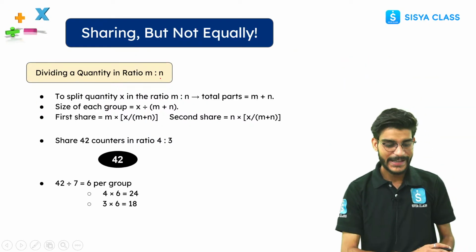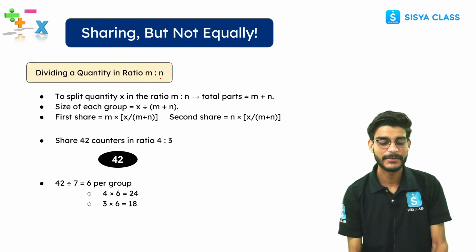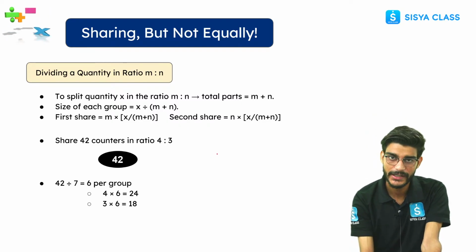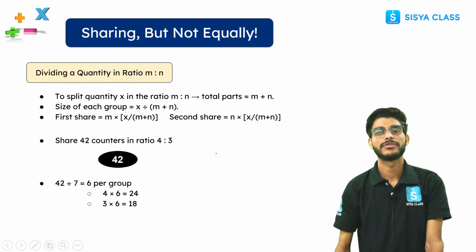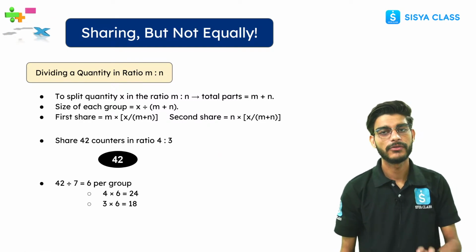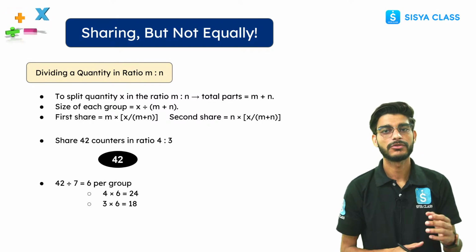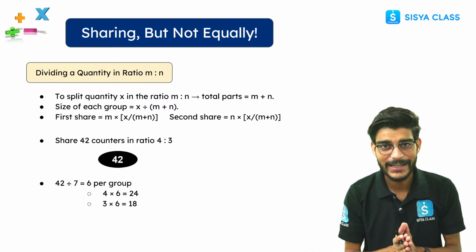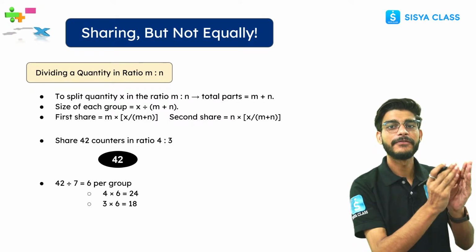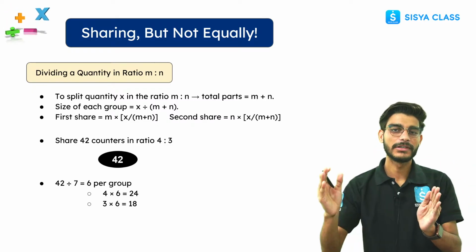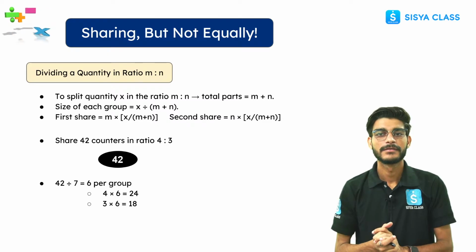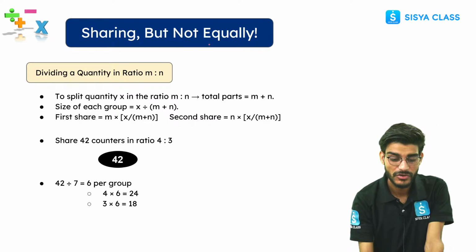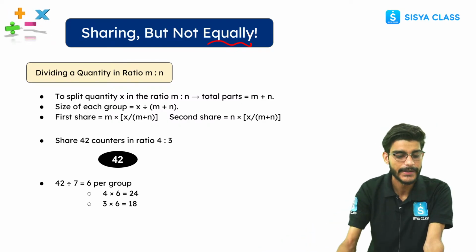I'll move on to the next concept, that is sharing but not equal. We are sharing things but not equally. Suppose you have 10 rupees and you have to share between two persons equally, so what will you do? You will share 5 each, right? But if I tell you to share as 2:3, how will you share it? This is what we're going to do. It should not be equal. Otherwise, it is simple to share, right?